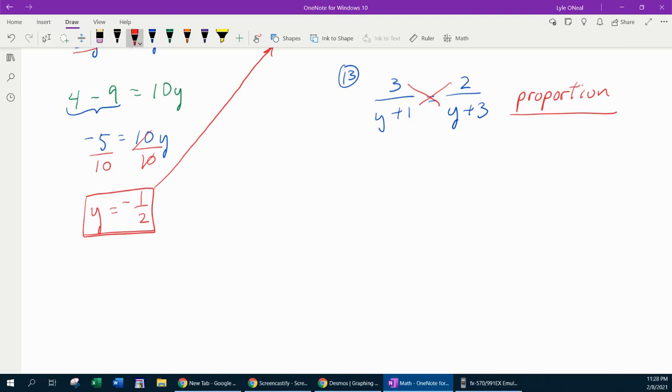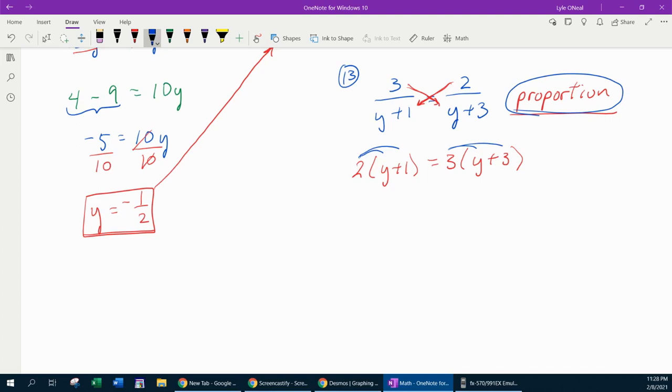Okay, so I'll demonstrate. Let's say that we want to go using the 2 first. 2 times y plus 1 will equal 3 times y plus 3. Now notice doing the cross multiply, what that does for us is it gets rid of the fractions. That is a fast and easy way to eliminate the fractions. If you can recognize when you've got a proportion, you simply cross multiply to get rid of the fractions.